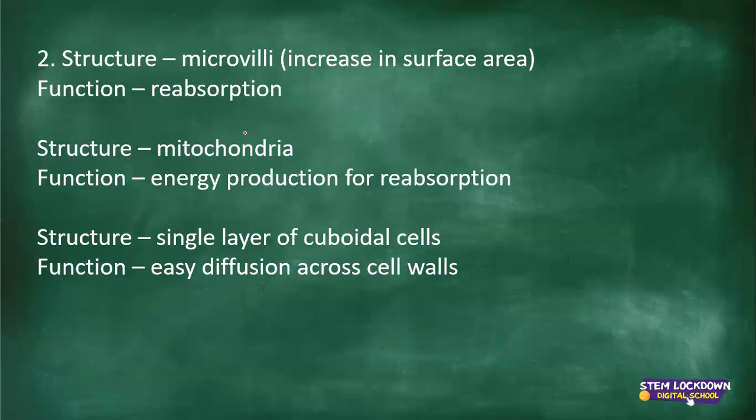Another thing is those cells have what we call the mitochondria, which is the powerhouse of the cell. In the mitochondria, that's where cellular respiration takes place. So that means that's where energy is produced. Amongst other things, the product there is ATP, which is energy. So the function is energy production for reabsorption.